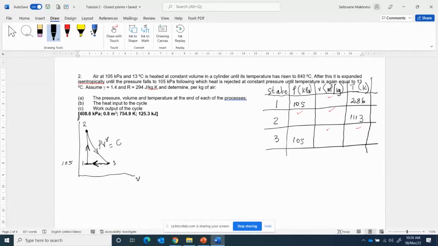First one, we calculate V1. How do we calculate V1? For all the processes, this formula is valid: P1 V1 is equal to m R T1. We have P1, we have m is 1, we have R is given, we have T1, therefore V1 is 0.8 cubic meters per kilogram. So we have V1. Now, because V1 is equal to V2 for the first process, we say 0.8 here, 0.8 there.